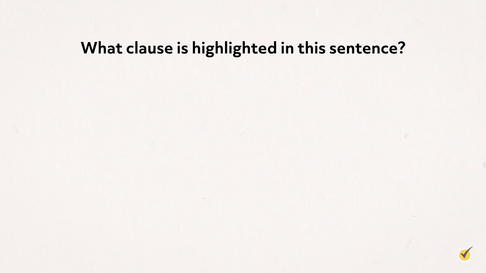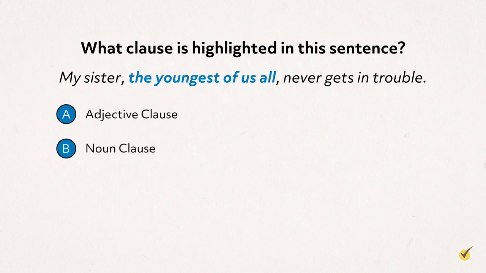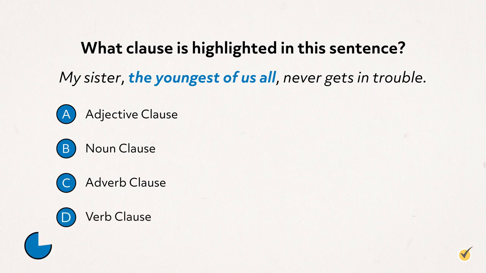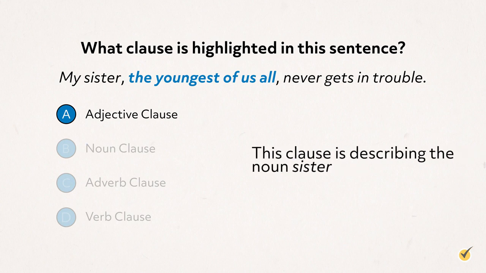Now, before we go, let's go over a few review questions to test your knowledge of clauses. Number 1. What clause is highlighted in this sentence? My sister, the youngest of us all, never gets in trouble. Is it A, adjective clause, B, noun clause, C, adverb clause, or D, verb clause? The correct answer is A, adjective clause. This clause is describing the noun sister.